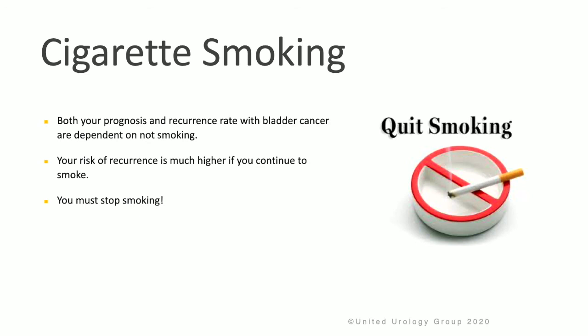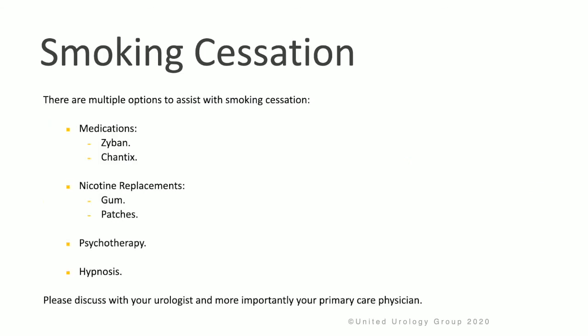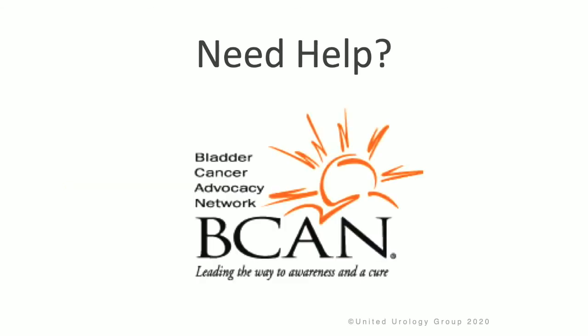Your prognosis and recurrence rate with bladder cancer are dependent on not smoking. Your risk of recurrence is much higher if you continue to smoke. You must stop smoking. If you need help quitting, there are multiple options to assist with smoking cessation: medicines, nicotine replacement, psychotherapy, and hypnosis. Please discuss with your urologist and, more importantly, your primary care physician if you need help quitting. For further information and support, you can contact the Bladder Cancer Advocacy Network, BCAN.